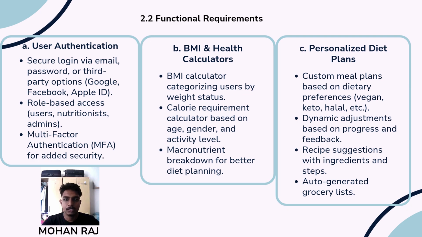And the third one is personalized diet plan. So the first one is custom meal plan based on their dietary preferences like vegan, keto, halal, and etc. And the second one is dynamic adjustment based on their progress and feedback. The third one is recipe suggestions with ingredients and steps. And the last one is auto-generated grocery list.